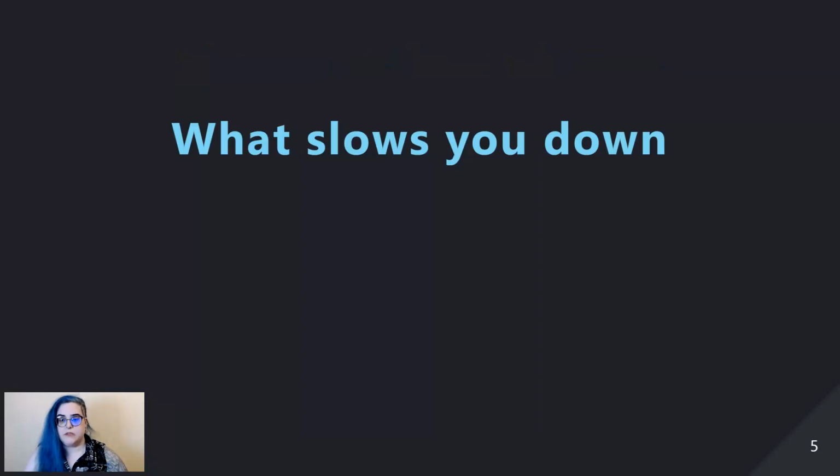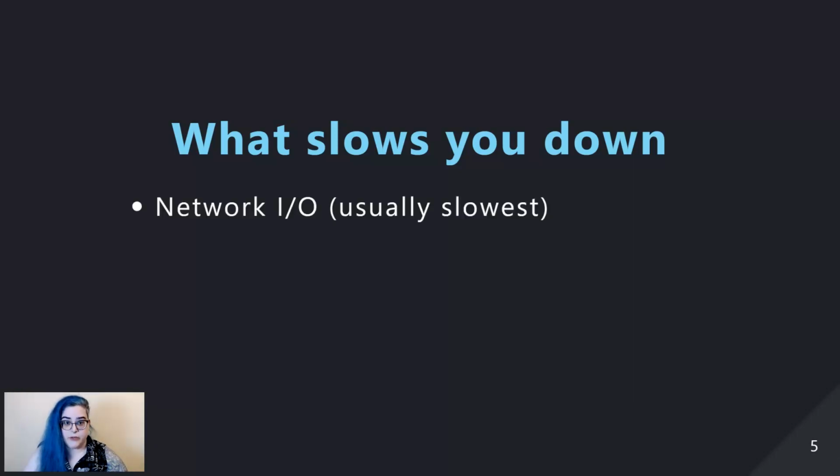So let's talk about what slows you down during package management. These are the core things to watch out for. The first is network I/O. This is by far usually the slowest. You have to be really mindful that not everyone in the world has gigabit internet as well. So keep that in mind.